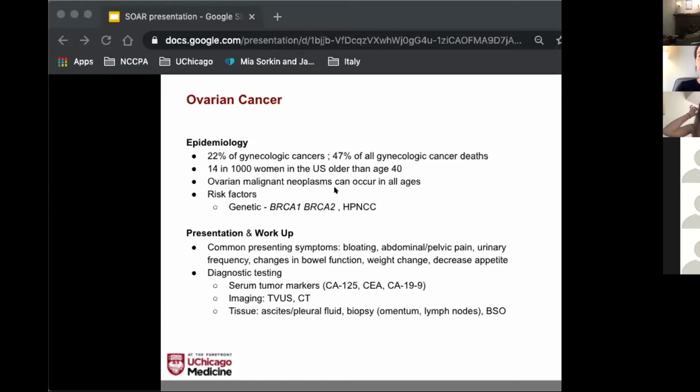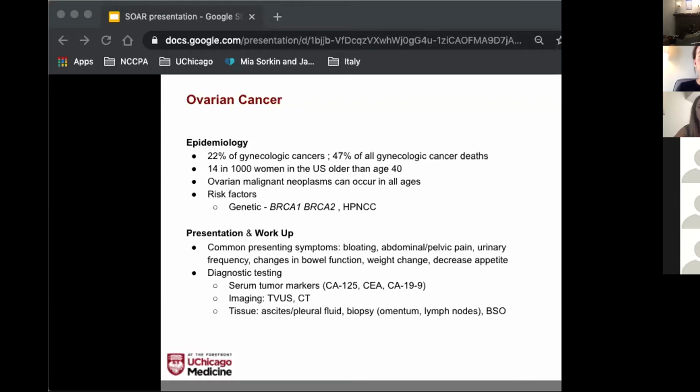14 in 1,000 women over age 40 are afflicted by this disease, so it disproportionately affects older women. However, the type of ovarian cancer depends on the histological type, and it does affect women across all age groups. With germ cell tumors, for example, we see that mostly in younger women, younger than 20, whereas epithelial cancers, which I'll point out on the next slide, are the more common type of ovarian cancer, and we predominantly see that in women older than 50.